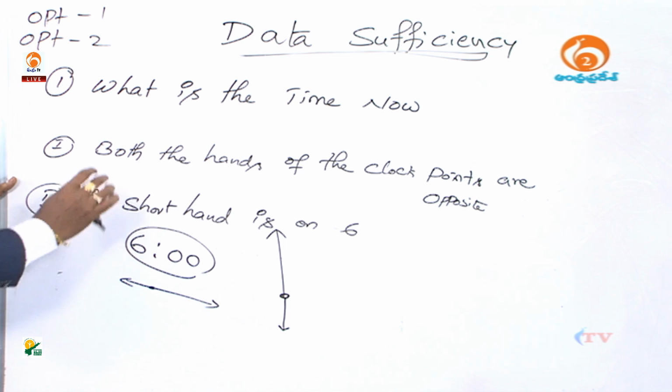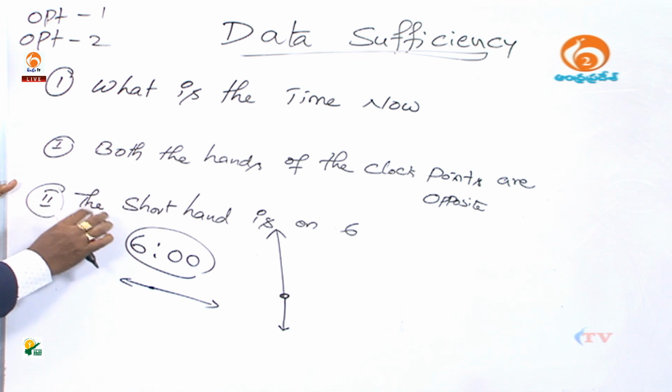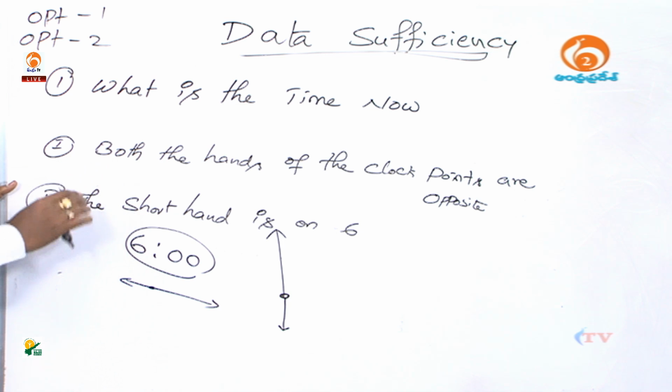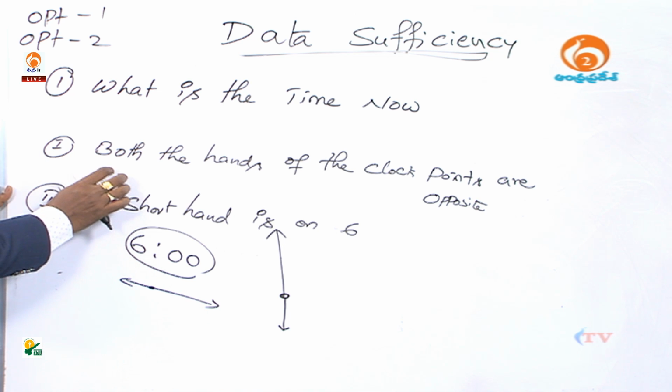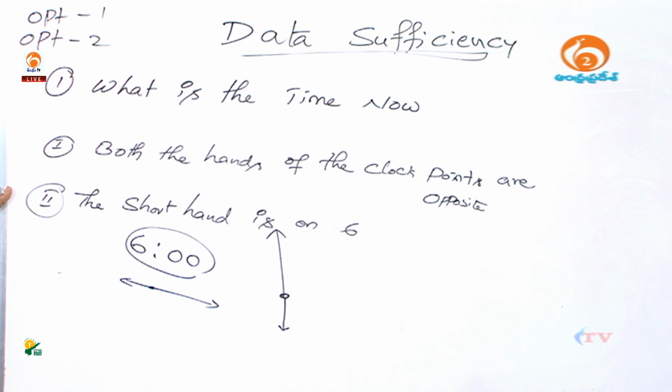Either the first conclusion gives the answer or the second conclusion gives the answer. Suppose only the first condition is sufficient to give an answer, then the option is 1. If the second one alone, option 2. Both means using the two conditions together, option 3. By using any one, the option is 4. Neither means option 5. Now what is the option? Either 1 or 2 or 3, the option is both, because by using the two conditions you can conclude the answer to the given question. That is, the answer is 6 o'clock.